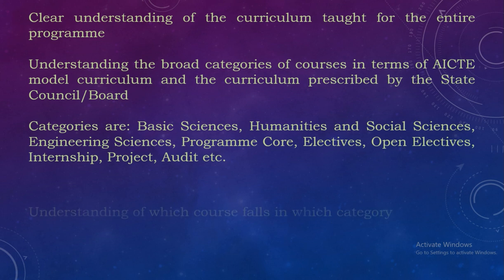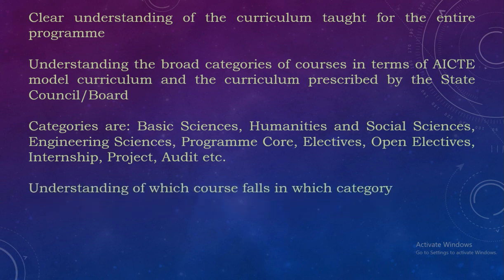So we need to understand which course falls in which category. That means mathematics is a course that belongs to the basic sciences category. English or communicative English is a course that falls in the humanities and social sciences category. This understanding is required before we go for COPO-PSO mapping.